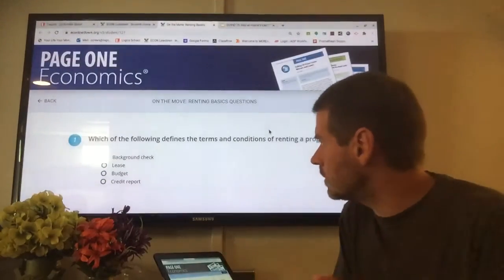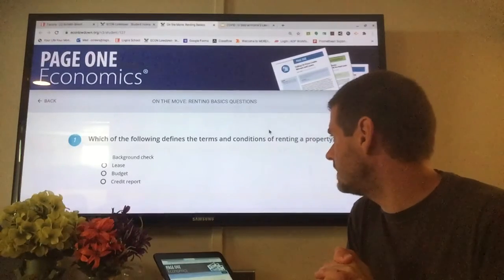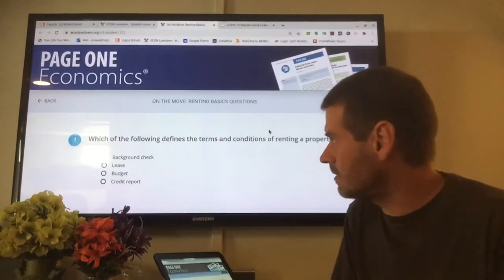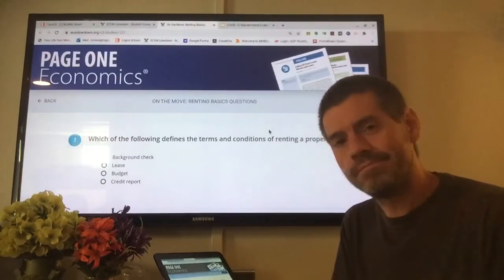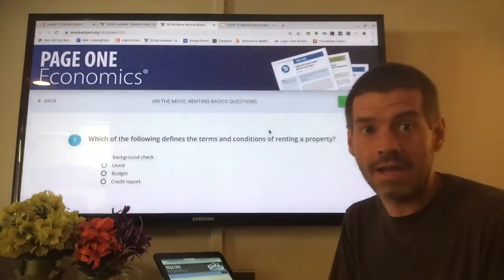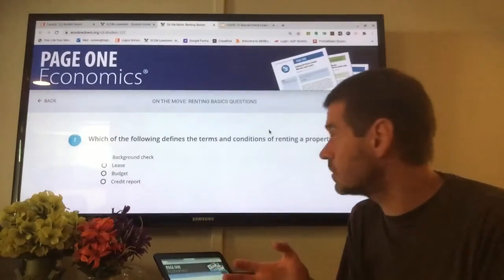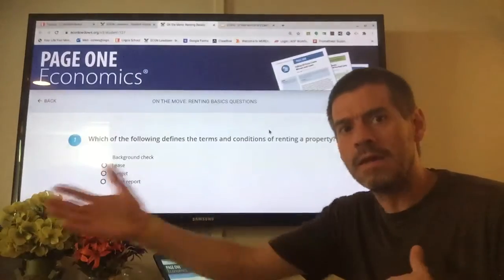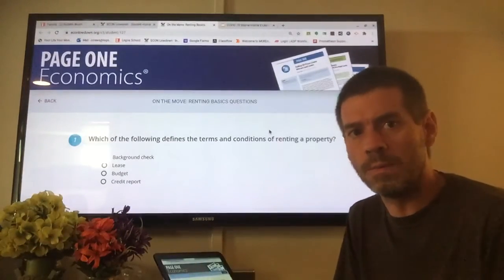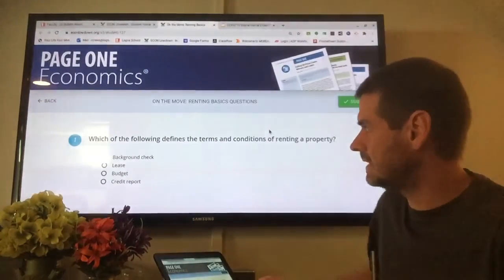Let's take a look at number 1. Which of the following defines the terms and conditions of renting a property? Background check, lease, budget, credit report. This is a contract, right? Contract's not an option, but what's the contract that defines the terms and conditions that the landlord and the renter agree to? We both sign the lease. It's the lease.